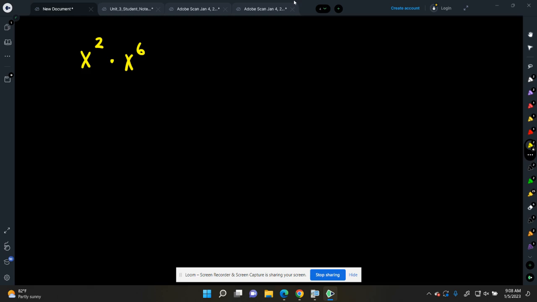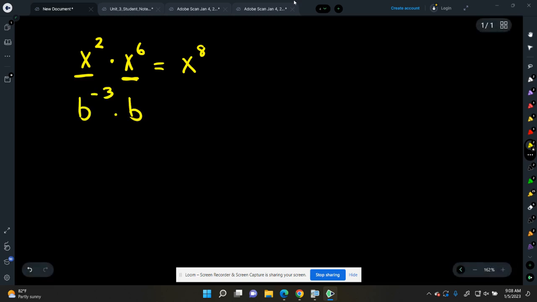Okay, so when we are multiplying, we have the same base. What do we do with the exponents? Add them. Yeah, so this becomes x to the 8th. We have b to the negative third times b to the 7. We're adding the exponents, so we get b to the 4.